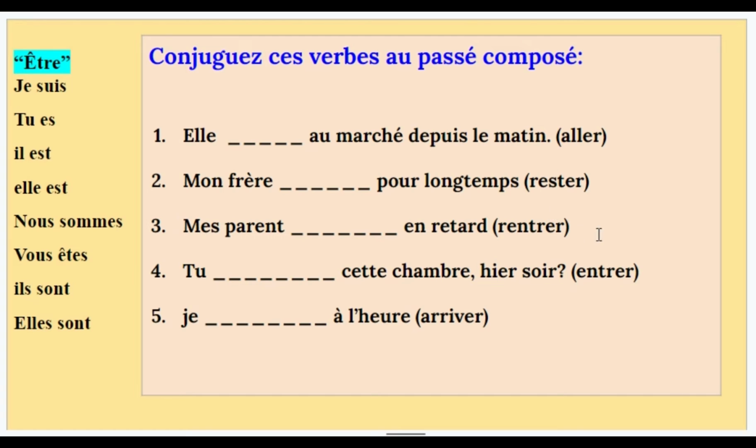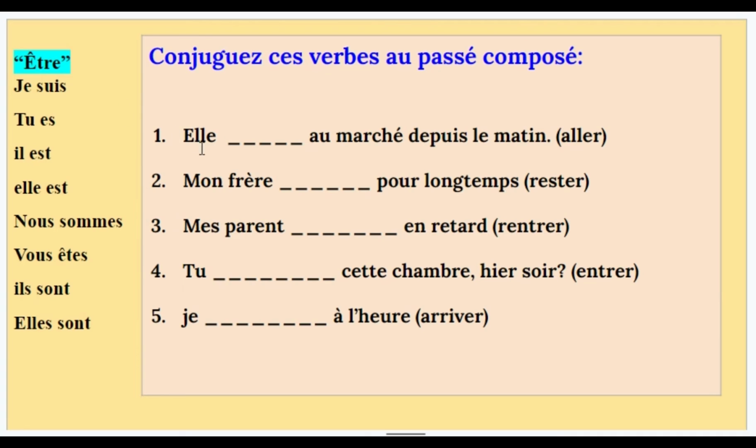Aller, rester, rentrer, entrer, arriver. Remember, passé composé with the verb être. Most of the verbs are what we call movement verbs. They are verbs that involve one sort of movement or the other. So let's see how we can conjugate these verbs au passé composé.